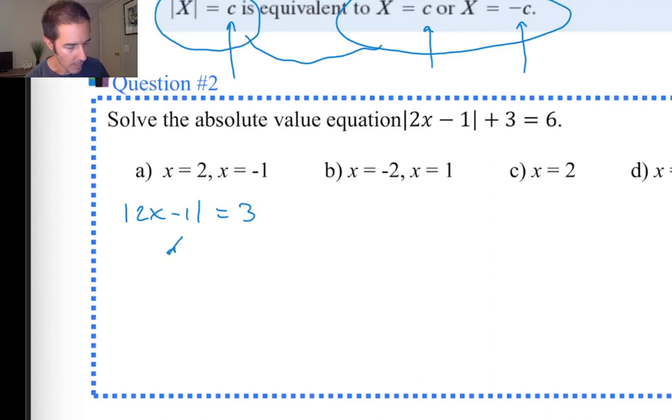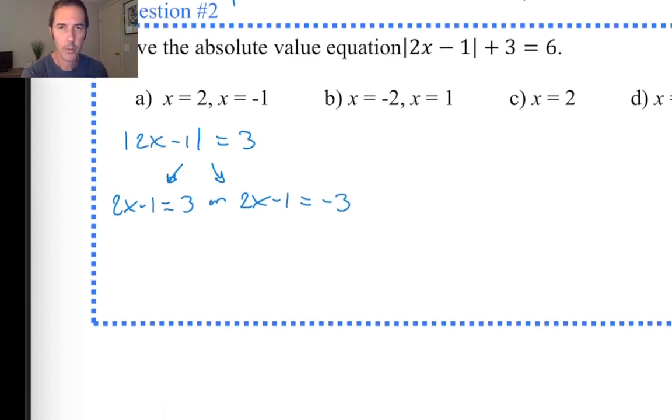And then we'll take this and write it as two separate statements. 2x minus 1 equals 3, so I kept the 3 the same, or 2x minus 1 equals negative 3. Knowing how to start an absolute value problem is key, because, as you can see, I isolated the absolute value, and then I knew that I had to write it as two separate equations, and from there, you know how to solve these two equations. That's not hard. So make sure that your study process includes remembering how to get this type of problem started, because after that, it's a piece of cake.